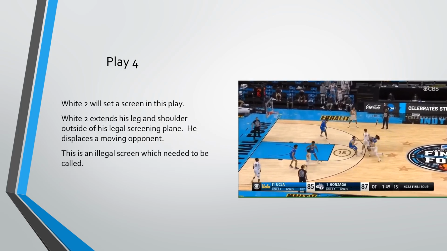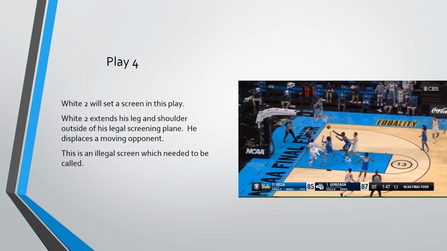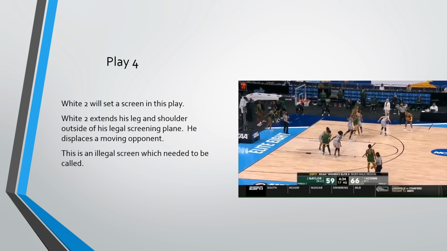White 2 will set a screen in this play. White 2 extends his leg and shoulder outside of his legal screening plane. He displaces a moving opponent. This is an illegal screen which needed to be called.